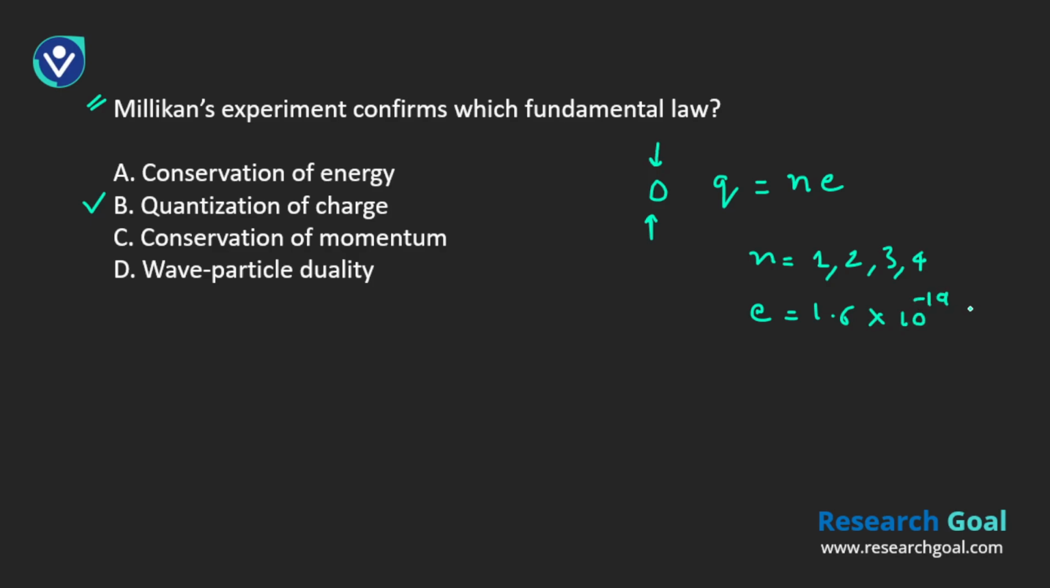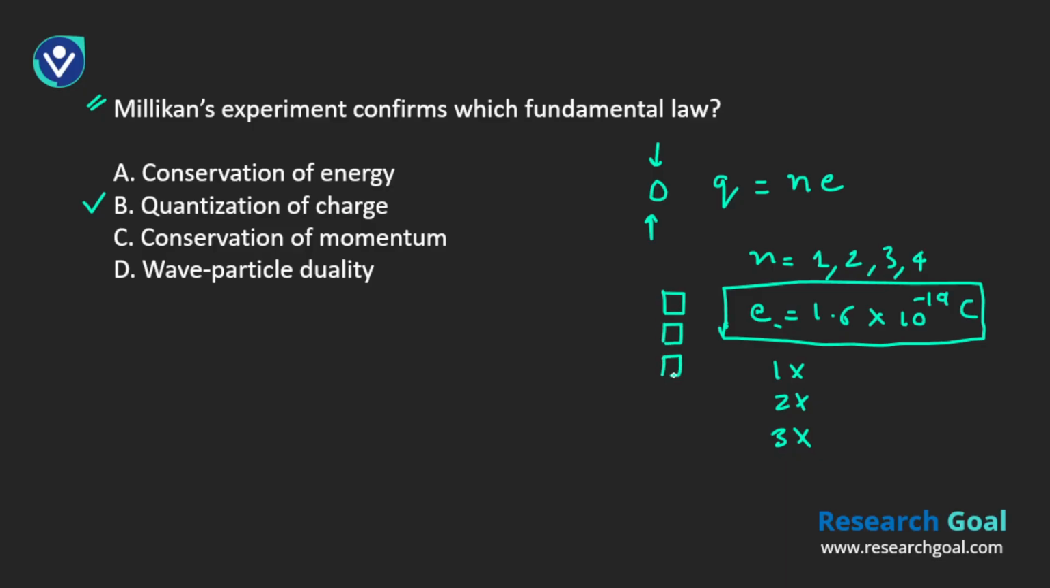That is the basic charge that will always remain like that, and you will get multiple values just by adding to it, like 1 multiplied by this, 2 multiplied by this, 3 multiplied by this. That explains that the charge is quantized in discrete quantities. It's not continuous, it's quantized. So that is why this option is correct.